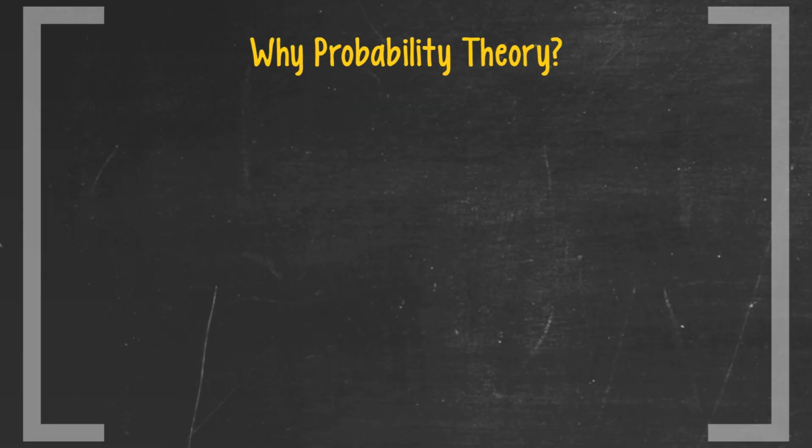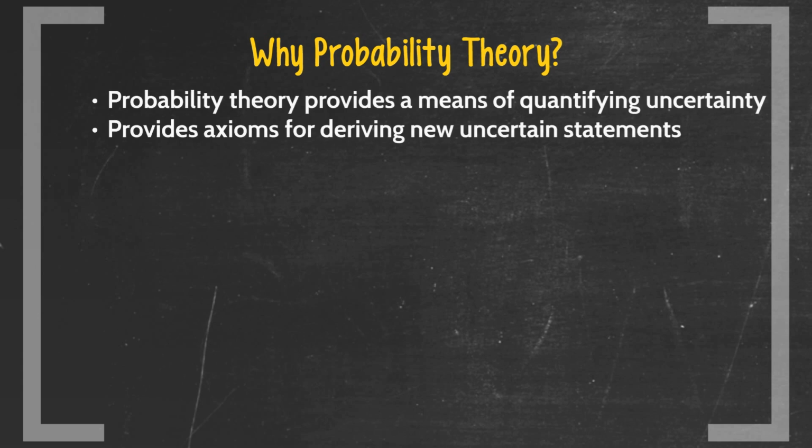So why probability theory? Well, probability theory is a mathematical framework for representing uncertain statements. Or you could also say probability theory provides a means of quantifying uncertainty. It also provides axioms for deriving new uncertain statements. So these two aspects of probability theory are the reasons that it comes up in artificial intelligence applications.